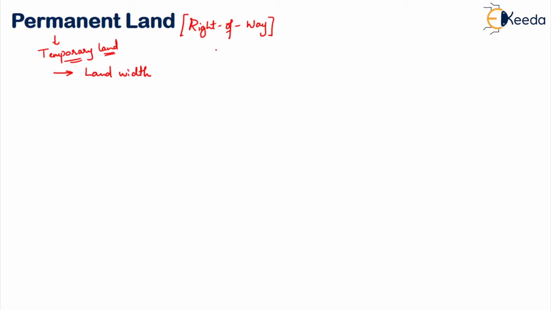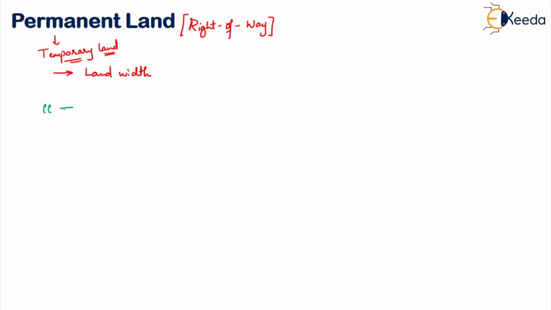So if sufficient land width is acquired at the time of planning and construction of a new track, then the track can be doubled and other improvements can be made as and when we desire in future. So that's all about your permanent land. Next. Before getting into that, I'll write the actual definition. Now you have understood the brief about everything about the permanent land.